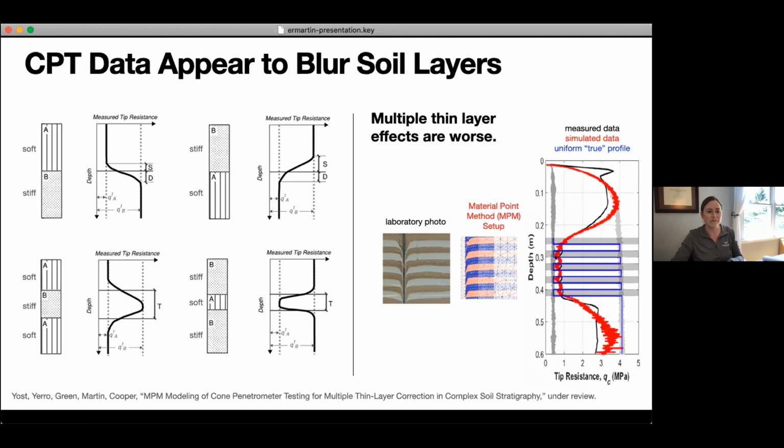You can see that it pretty much just stays around this softer value, and it just alternates and wiggles. We've been able to do forward modeling with the material point method to model that and at least somewhat approximate it. There are still some slight differences. But this means that we're getting really far away from what our true profile looks like when we're looking at that real data. So we want to be able to de-blur it.